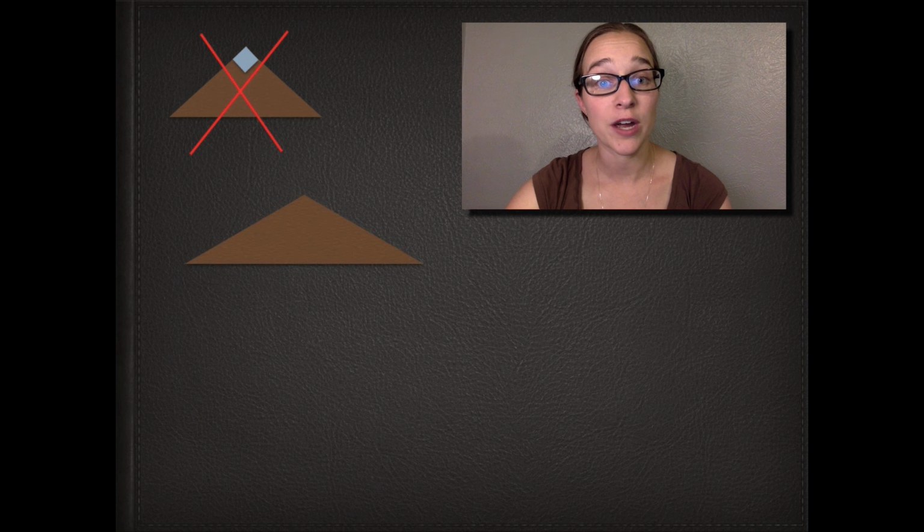Here we have another triangle. We're going to put our right angle box in the corner there, and you can see that there's more space, so we know that that angle is larger than 90 degrees, and it is an obtuse angle, and therefore this triangle is an obtuse triangle and not an acute triangle.